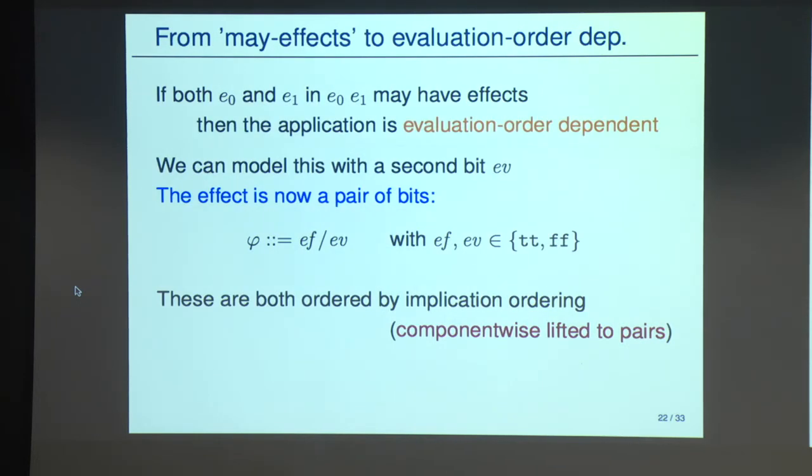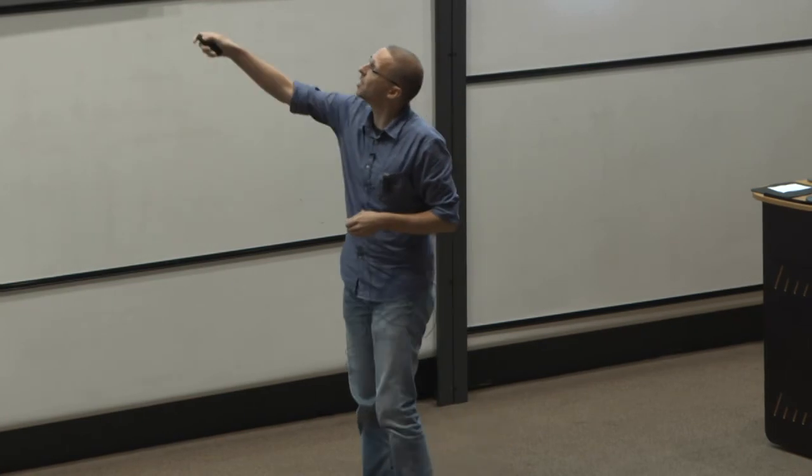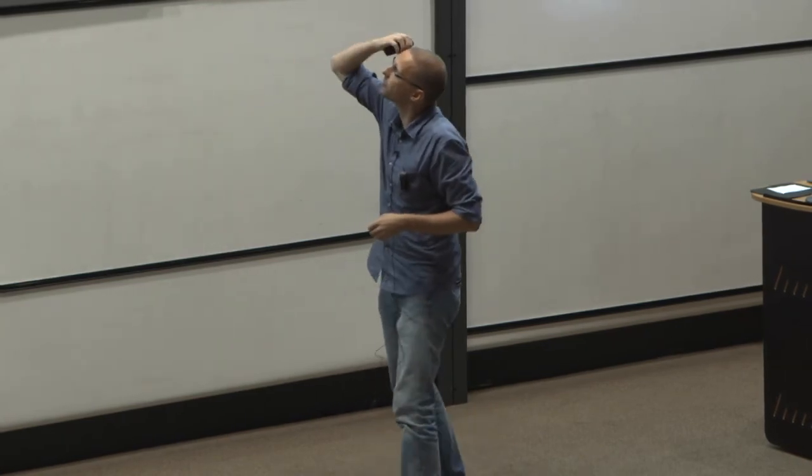We are almost there, because now we have 2 bits for an application. We have one for the operator, one for the operand. Now, there may be evaluation order dependence if both of them may have effects.